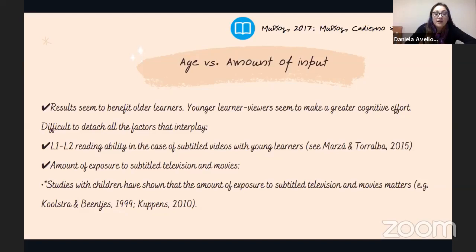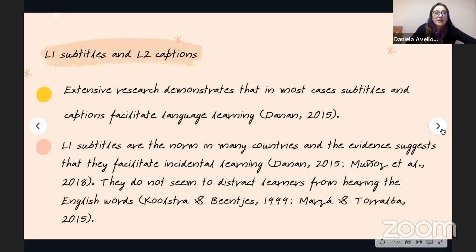First of all, L1 and L2 reading ability in the case of subtitled videos with young learners, and the amount of exposure to subtitled television and movies. Studies with children have shown that the amount of exposure to subtitled television and movies matters, which is difficult in dubbing countries, for example, here in Chile.